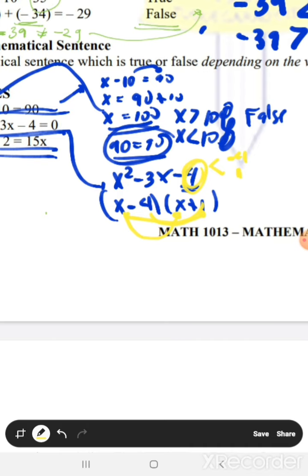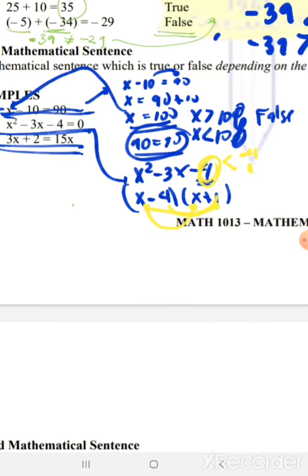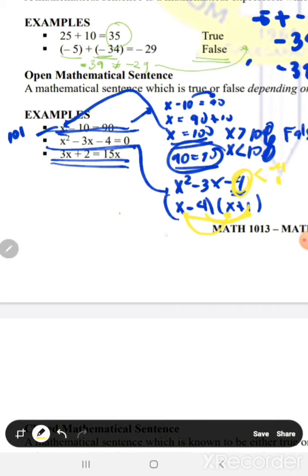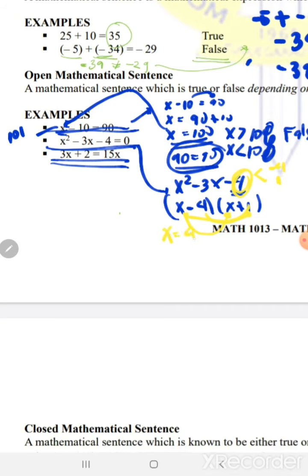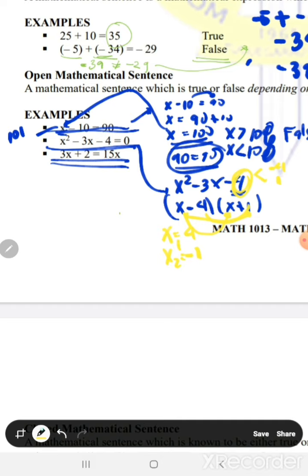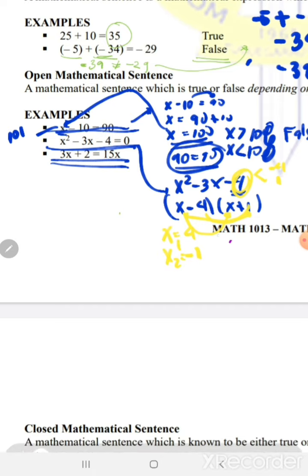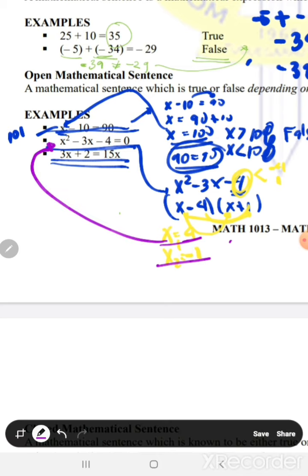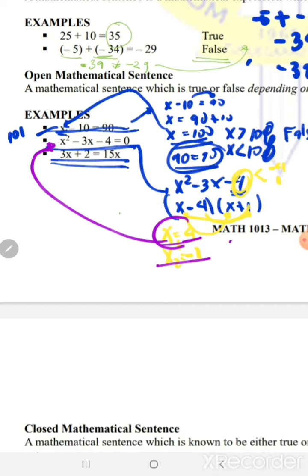So there are values of x in order to make your function or your sentence true, where x sub 1 is equal to 4 and x sub 2 is equal to negative 1. These are the values that would make your example, x squared minus 3x minus 4, true. The value of x is equal to 4 and the value of x is equal to negative 1.